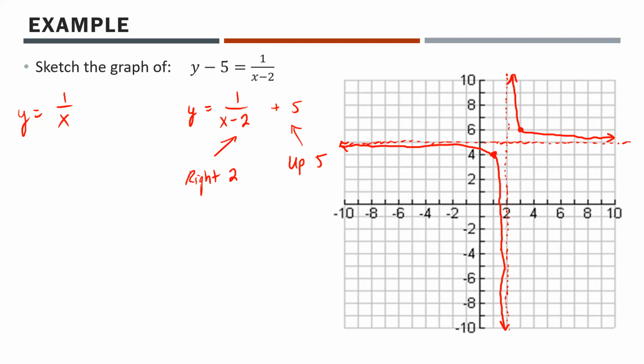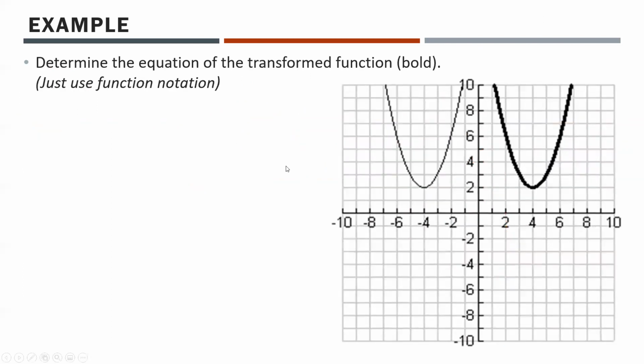Whew. All right, we're almost done here, folks. Believe me. All right, here we go. All right, so determine the equation of the transformed function in bold. So what that means is this one on the left, because it's not bold, is the original.